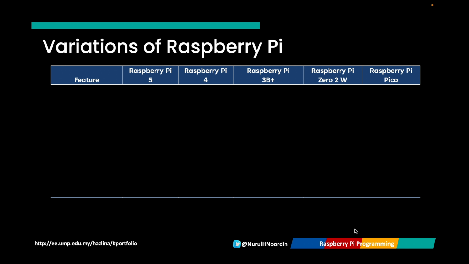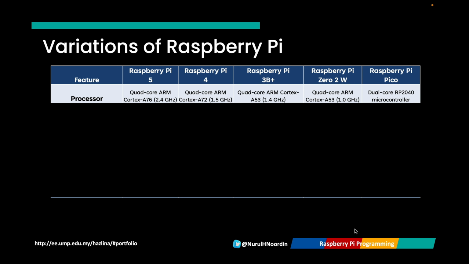Now, let's compare the different variants of Raspberry Pi. The Raspberry Pi family includes models such as Raspberry Pi 4, Raspberry Pi 3B+, Raspberry Pi Zero, and Raspberry Pi Pico. Each of these models has unique features suited for different applications. Let's break down the key differences. The first one is the processor. The processor is the brain of the Raspberry Pi.